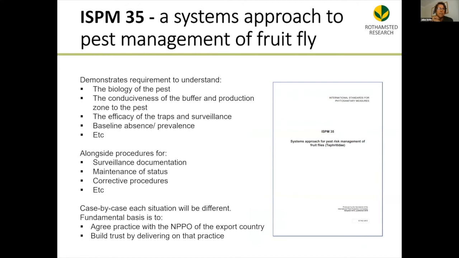ISPM 35 is on fruit fly, so it's not generic. It's specific to fruit fly, and as I say, every case is different. But it goes through a nice list of how you think about the process of pest management, and surveillance is part of pest management. The biology of the pest, the conduciveness of the buffer environment and the production zone. How efficient are our traps for surveillance? So what levels of detection can we reasonably achieve? What's the baseline that we're starting with, and which we can report against?